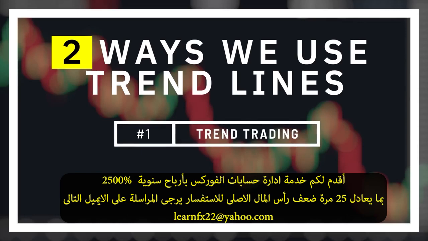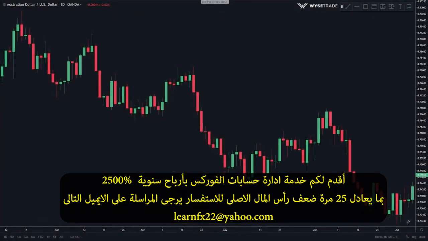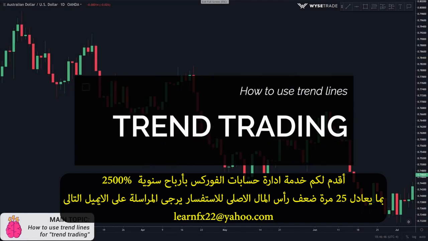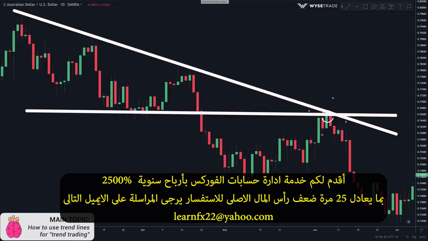So we use trend lines in combination with price action in 2 key ways. The first is for trend trading, and the second is for reversal trading. Let's start with the first, which is trend trading with trend lines. Now, here is exactly what you want to look for when trend trading with trend lines, which is an area where support or resistance crosses with a trend line.